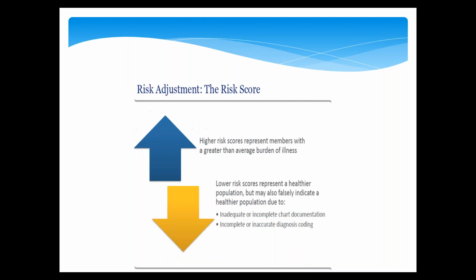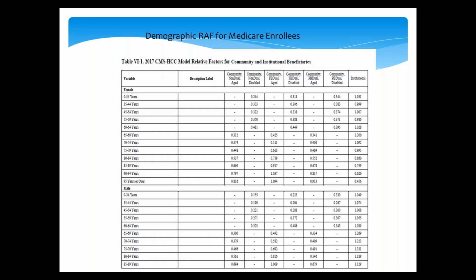So with risk adjustment, we have the higher risk score that represents members with a greater than average burden of illness. The lower risk score, though, is not necessarily that you have a healthier population. Sometimes it's because you have inadequate or incomplete chart documentation, or you haven't coded the diagnosis correctly.